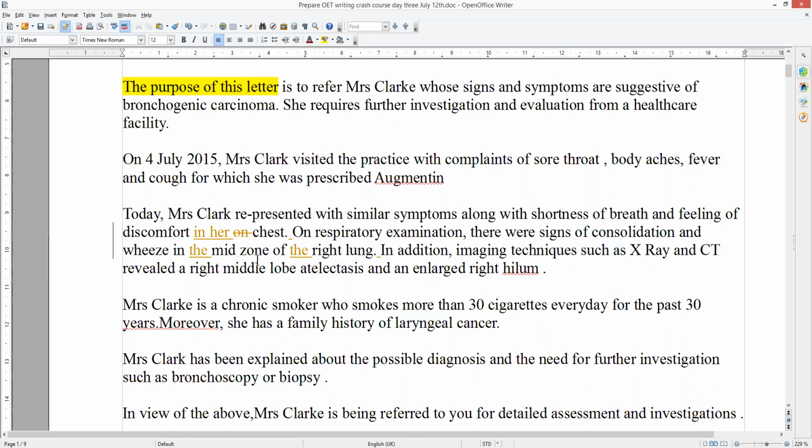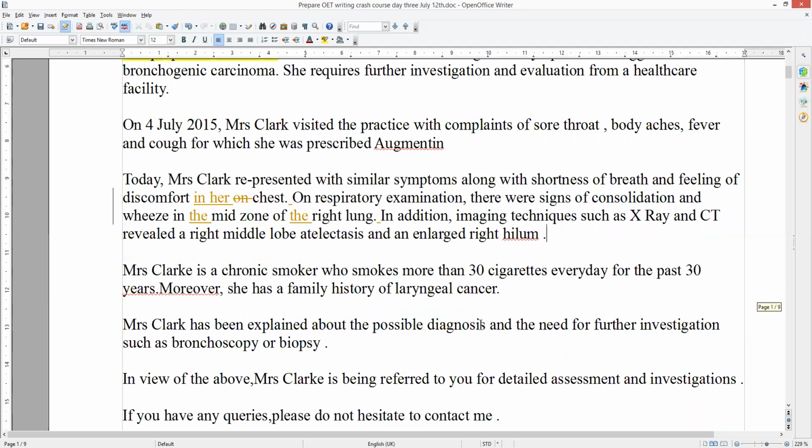Revealed a right middle lobe, atherosclerosis and the right hilum. Okay, Mrs. Clark is a chronic smoker. Why is this present simple? Why is it present simple? So we're using for, so what tense? Somebody tell me what tense we should be using. Somebody tell me what tense instead of present simple. Anybody tell me? Present perfect continuous.